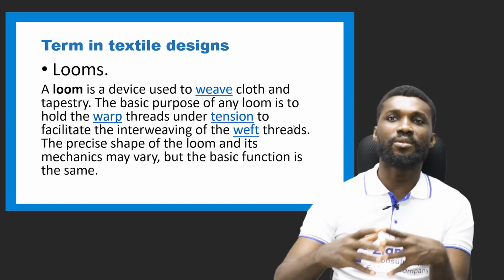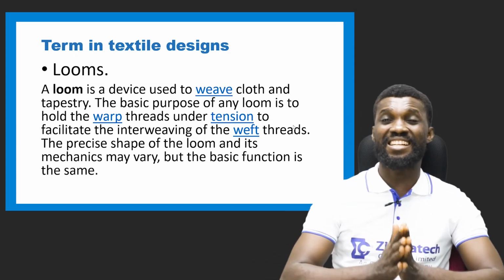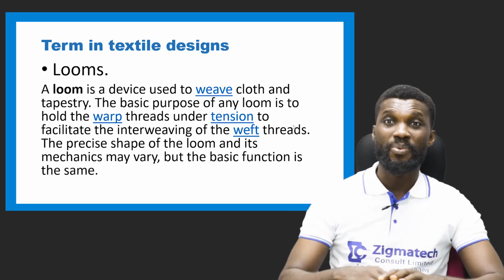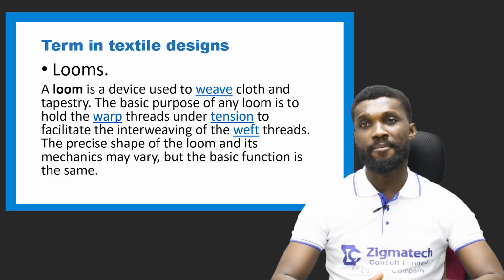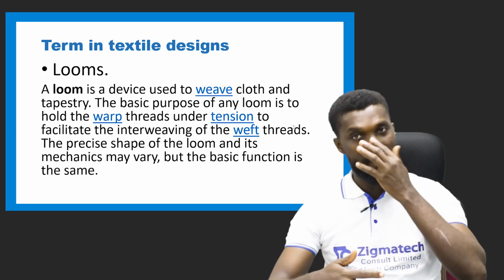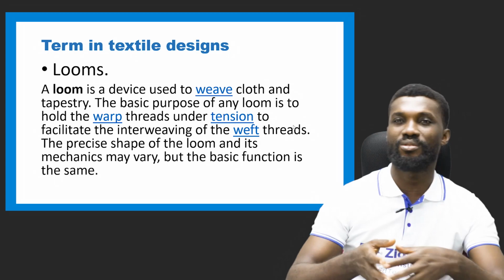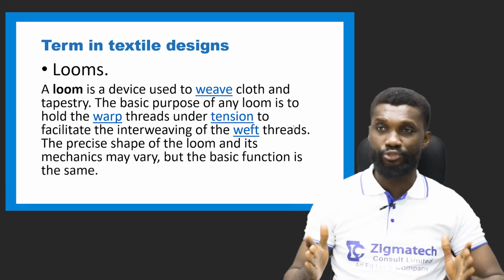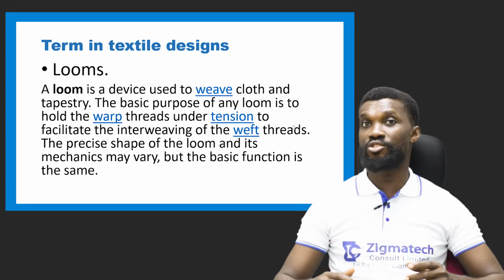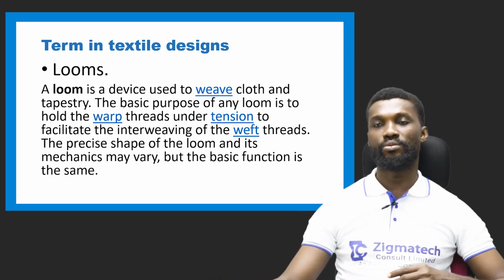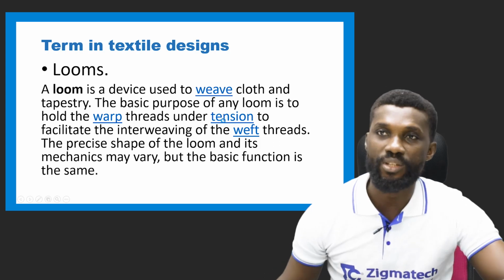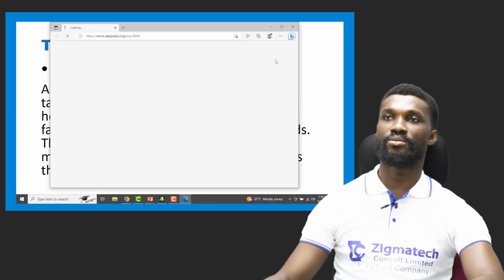You understand? Now there are several shapes of the loom and its machine may vary, but the basic function is the same. So they might design the loom in different ways. It can be produced in several methods, but the major function is the same. It doesn't change. It's just to hold the warp while you pass the weft through it. All right. So now let's continue.